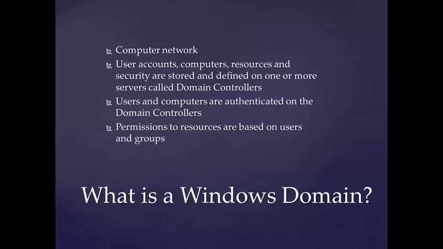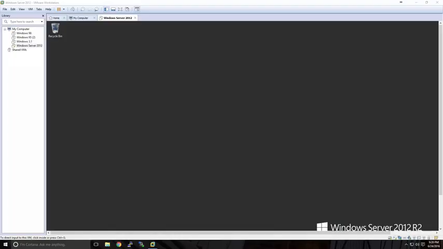Well, what is a Windows domain? A Windows domain is a computer network where user accounts, computers, and resources, and the security for all those things are stored and defined on one or more servers that are called domain controllers. Users and computers on the domain are authenticated through the domain controllers, and the permissions to the resources are based on user accounts and the groups that contain user accounts.